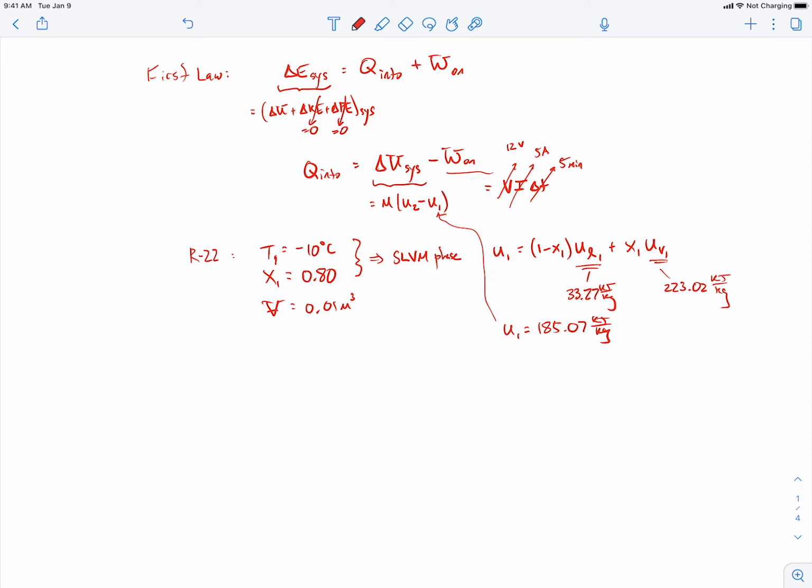While we're at it, so we have to find the mass here, and since I'm given the volume, if I know the specific volume, I should be able to find the mass, right? So remember that specific volume is the volume divided by the mass. So I could rearrange that to find the mass is the volume divided by the specific volume. So if I can find the specific volume at state 1, then I should be able to find the mass. So I can find the specific volume in the same way that I found the specific internal energy.